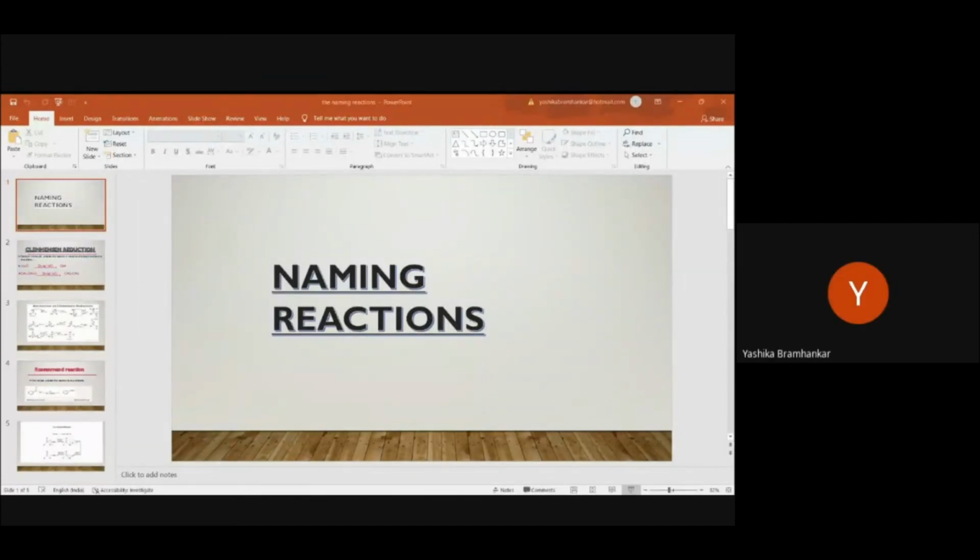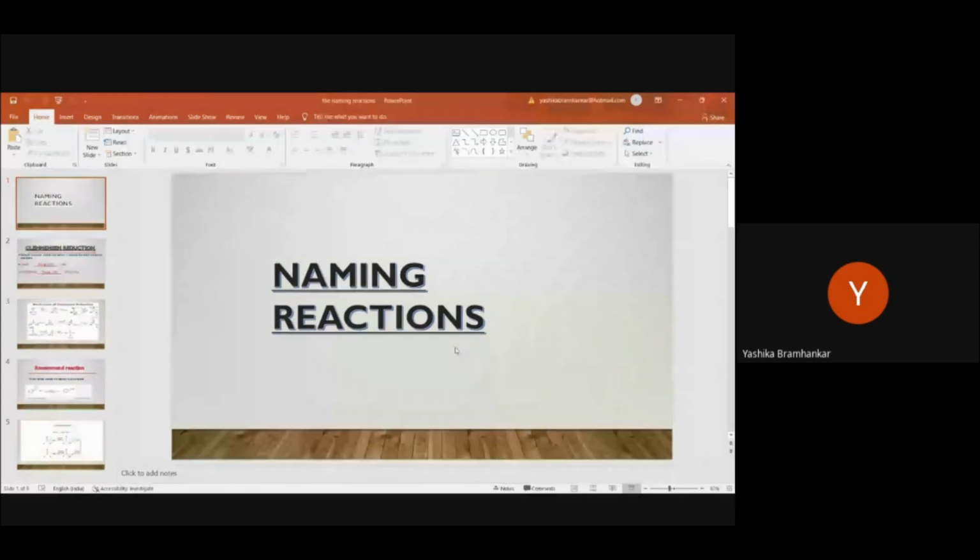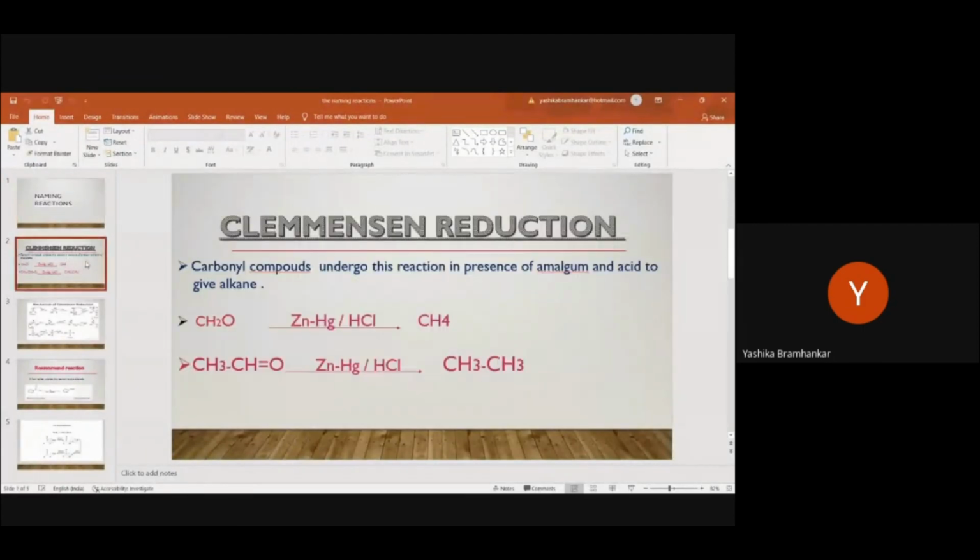Good afternoon, everyone. Today, I am going to explain some naming reactions to you. First off, it is the Clemmensen reduction reaction. In this, the carbonyl compounds undergo this reaction in the presence of amalgam and acid to give alkane. Now, here we will discuss something about the reagents used.